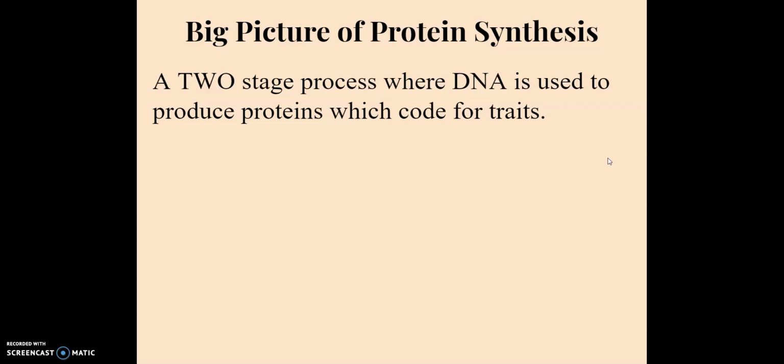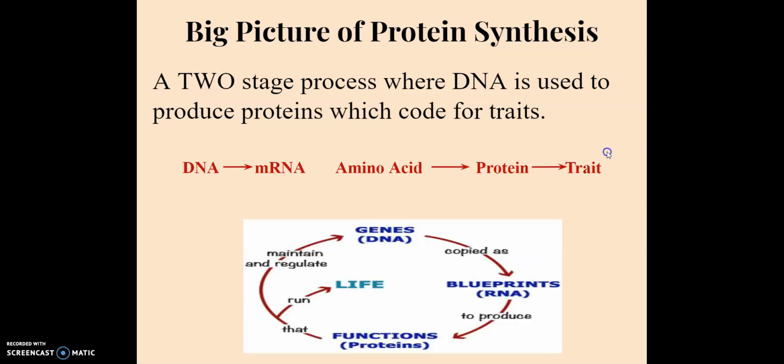Remember from yesterday, the DNA lies in the nucleus, and it's too large to leave the nucleus. And the DNA has the instructions to make the protein. But the proteins are made at the ribosome, which is not in the nucleus. It is in the cytoplasm of the cell. So we have to find a way to get the code from the nucleus to the ribosome to create the protein. And so the big picture here is that we have to take DNA.